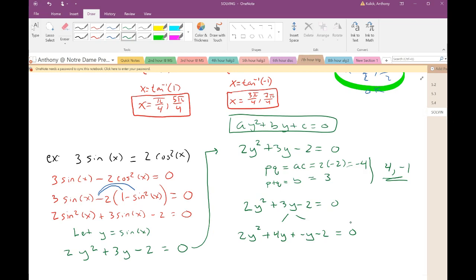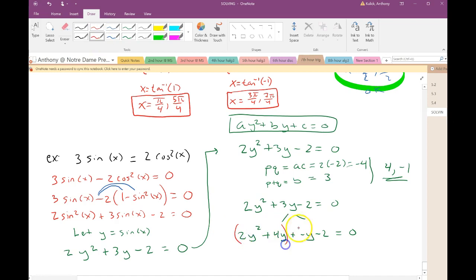Now notice that polynomial that I've just written is exactly the same as the polynomial before it, right? If I just add the 4y and negative 1y, I'm back at 3y, correct? So I haven't changed anything. I've just kind of broken it up into a new form.